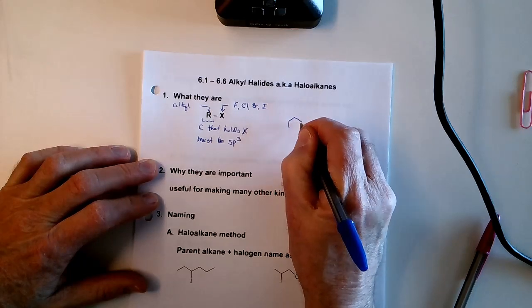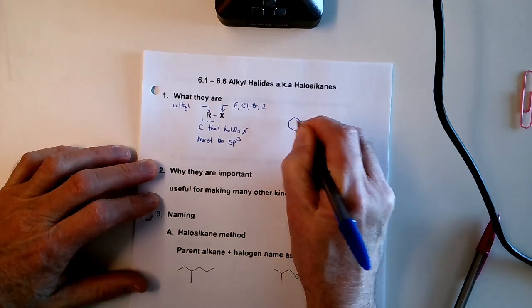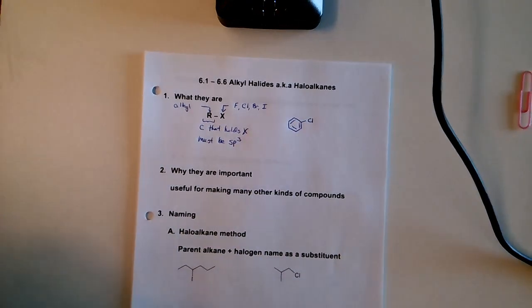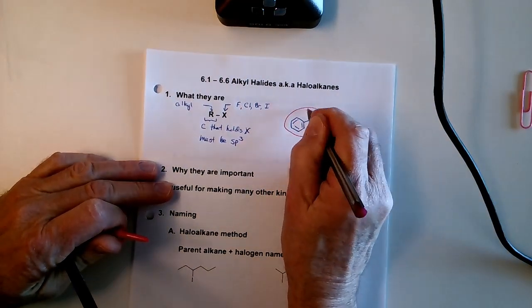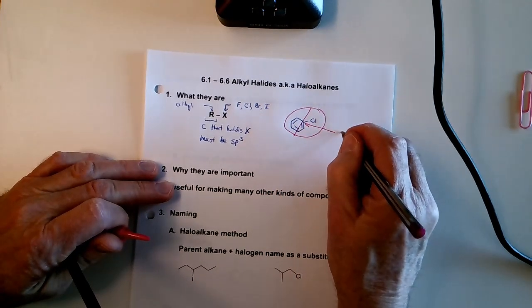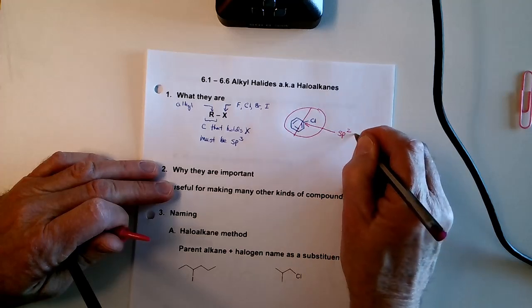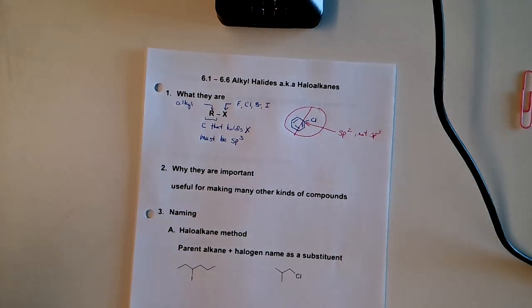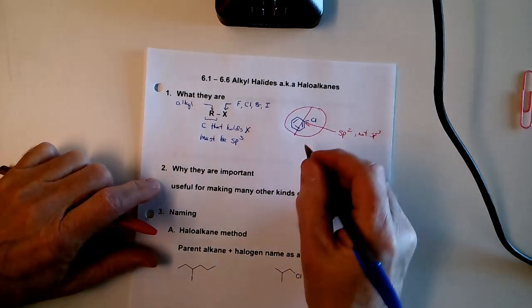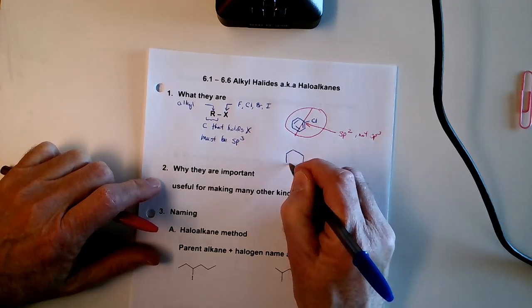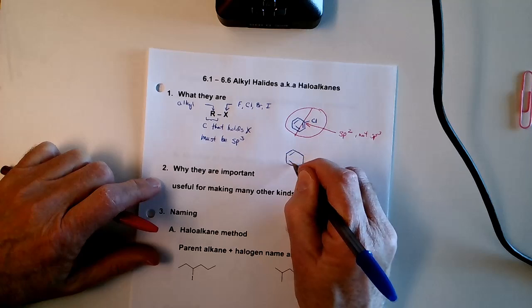Actually, let me start out with something quicker that would not count. Okay, that's not an alkyl halide. And here's the reason. That carbon right there is sp2 instead of sp3. You want to make sure that your halogen is sitting in some spot where the carbon's got no double bonds to it.